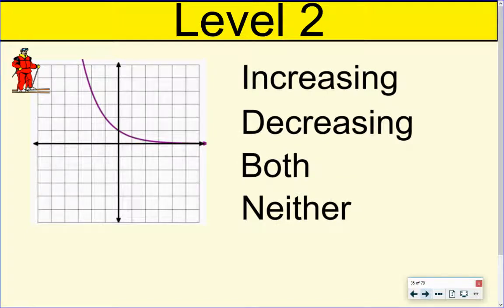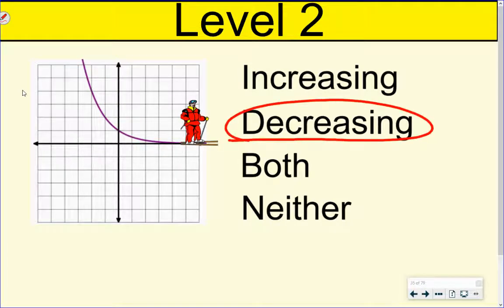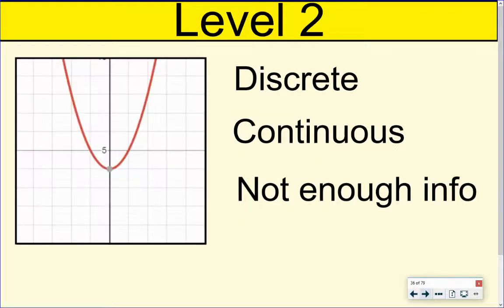Now, increasing or decreasing. Let's have slope dude help us out. We start on the left-hand side of the graph and we go to the right. Well, hopefully you realize he is going downhill, so that is decreasing. Okay, here's a new one. Go ahead and figure out what you think it should be, and then we'll talk about it.